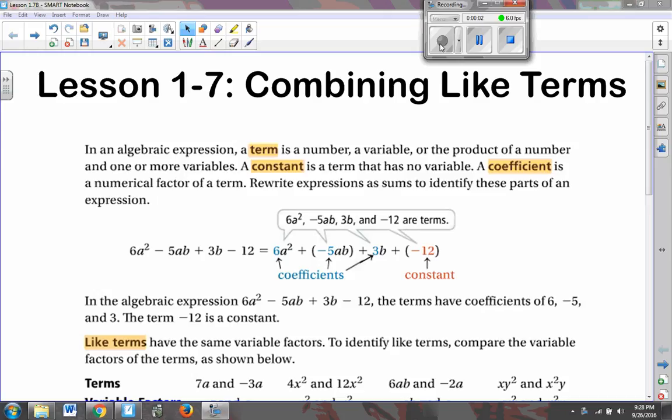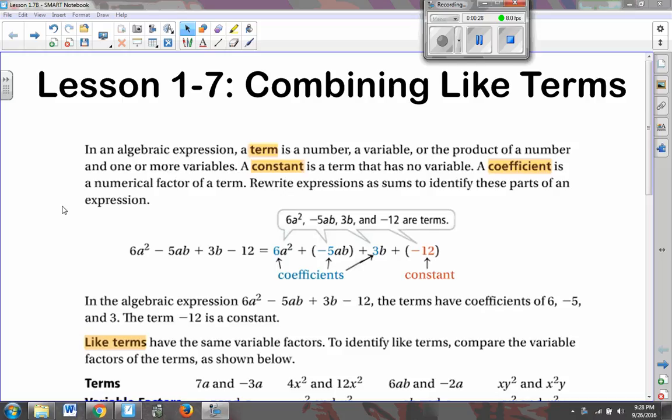All right, Algebra 1A students, welcome to part 2 of lesson 1-7, where we're going to be combining like terms to simplify algebraic expressions. In the last video, we talked about the distributive property and what that does to help us get rid of some parentheses in expressions. And now in this video, we're going to continue on with combining like terms to simplify expressions.